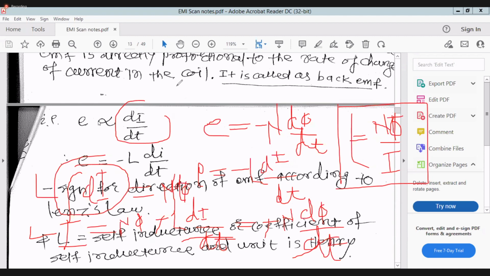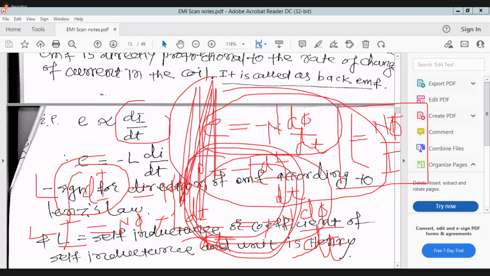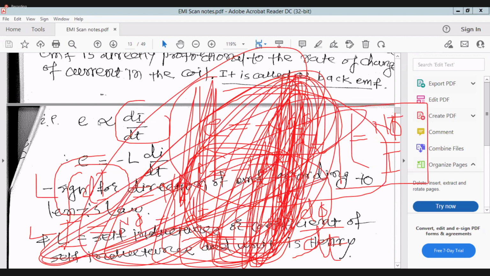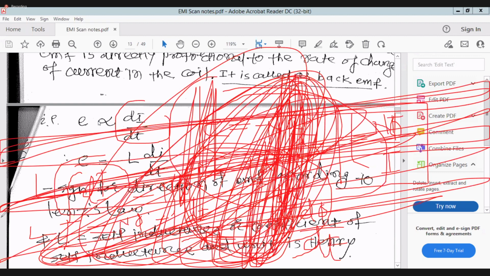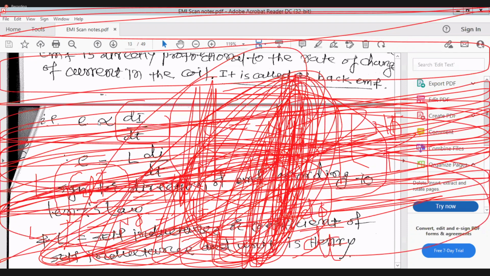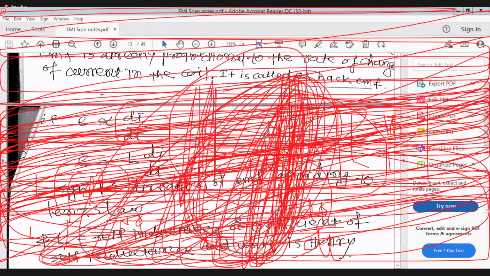Because we know E is equal to minus N d phi by dt, and we know E is equal to minus L di by dt. The left hand sides are equal, so the right hand sides are equal. Solve it, integrate it, and you will get L is equal to N phi by I. They will ask numericals on this. This is the first formula.